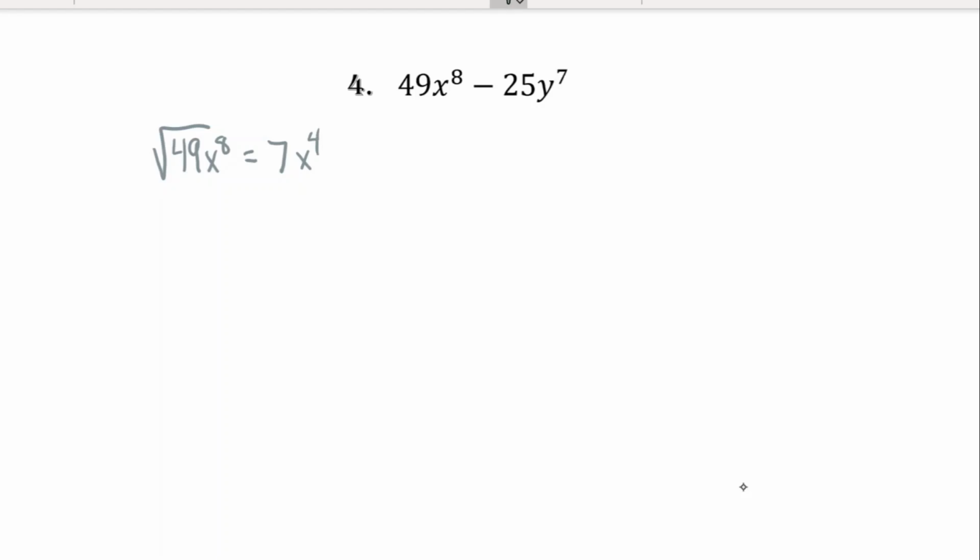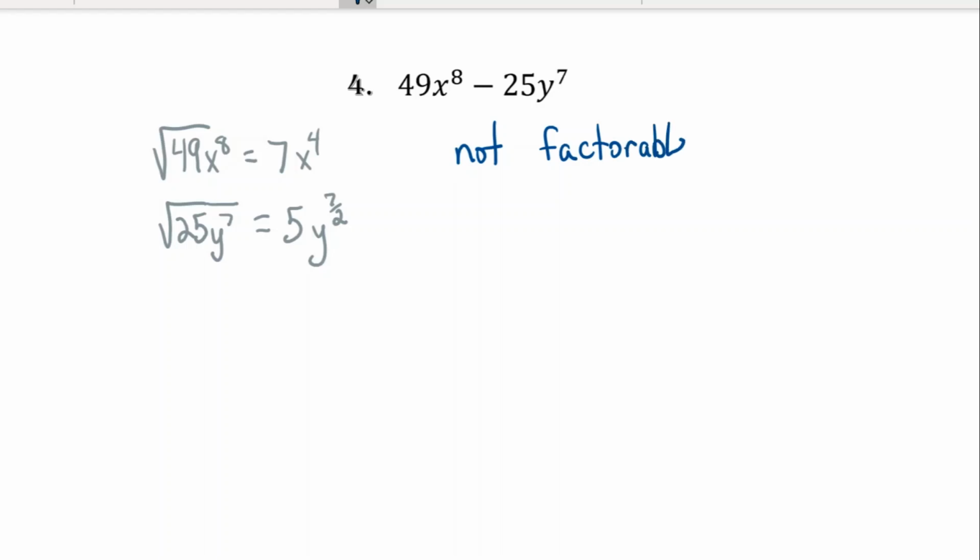That one's good. And then we've got the square root of 25 y to the power of 7. If I square root that, I get 5. But the problem is, square root of y to the power of 7 is 7 over 2, which is 3.5. That needs to be a whole number. So therefore, we cannot square root them, which means not factorable. We don't want any decimal numbers in here. Okay, no fractions.